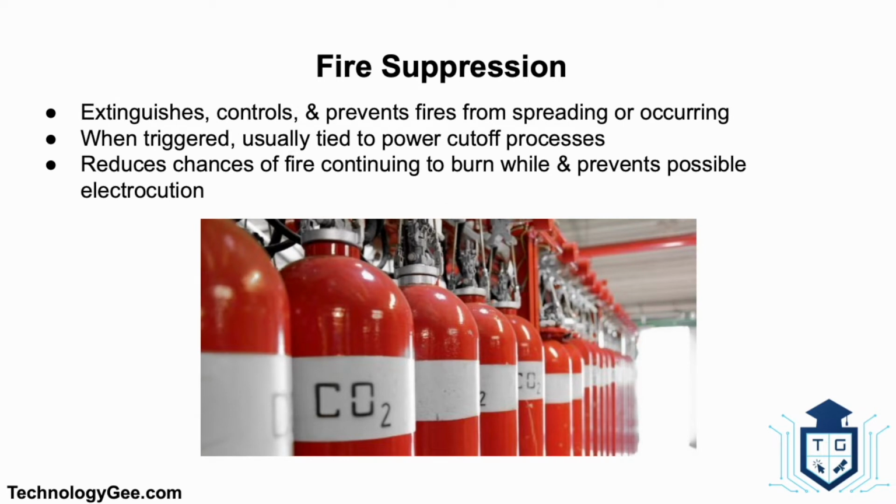Next, we have fire suppression. So fire suppression systems are used to extinguish, control, or in some cases entirely prevent fires from spreading or occurring. Fire suppression systems have an incredibly large variety of applications, and as such, there are many different types of suppression systems for different applications being used today. When fire suppression systems are triggered, they are usually tied to power cutoff processes, which turn down power at the same time. And this reduces the chances of the fire continuing to burn while sourced by a device with power and of someone inadvertently getting electrocuted.